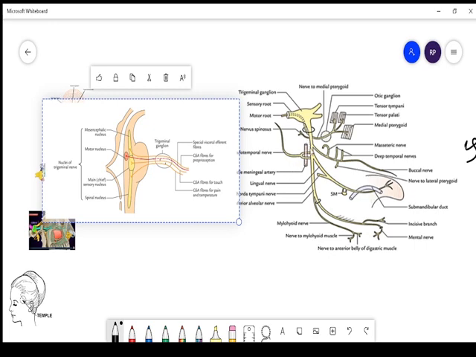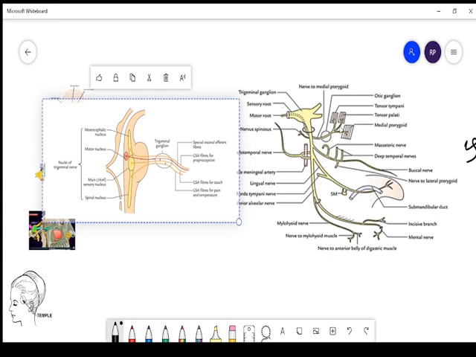Before the division, the mandibular nerve is known as the mandibular trunk, and from this mandibular trunk, this nerve arises. This is known as nervus spinosus. This nervus spinosus re-enters into the cranium through a foramen known as foramen spinosum with the meningeal artery and both supply the dura mater.